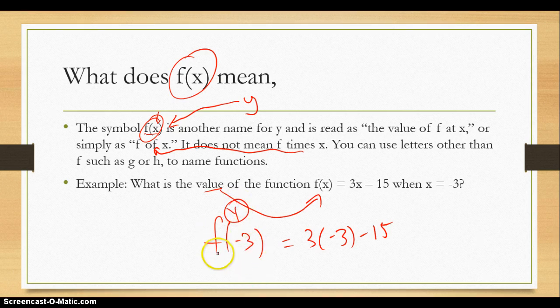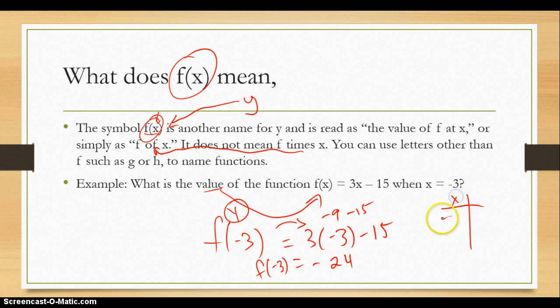So we know that the function of negative 3 will be, and so we have to solve the right side of the equation. So 3 times negative 3 is negative 9. Negative 9 minus 15 is negative 24. Okay, so we know that when f of x, when x is negative 3, our y would be negative 24. So if I was making a table here and x was negative 3, f of x, or y, would be negative 24.